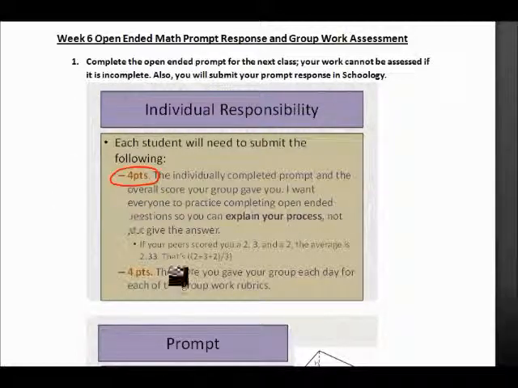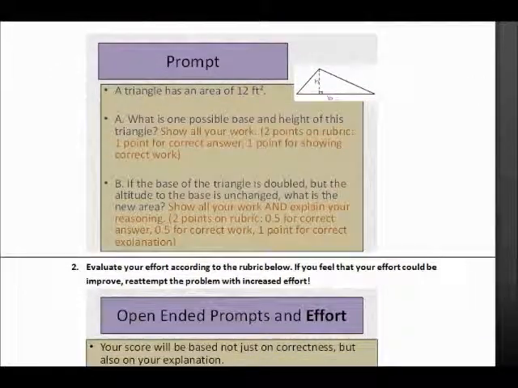The other 4 points comes from the score that you gave your group work each day according to those 3 group rubrics. So the prompt that you were responding to is also enclosed here. It's also attached directly in this homework assignment.